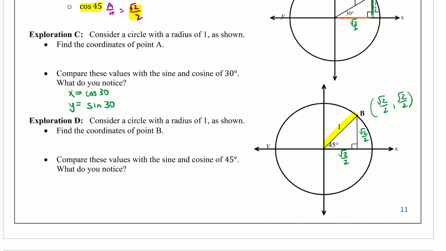Now these values are the same, but if we connect with what we did in exploration C, what we're going to find is that x is going to be the cosine of the angle, in this case 45, and y will be the sine of that angle. And those are in degrees.